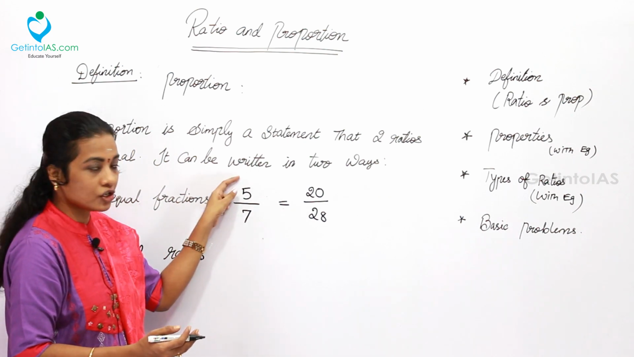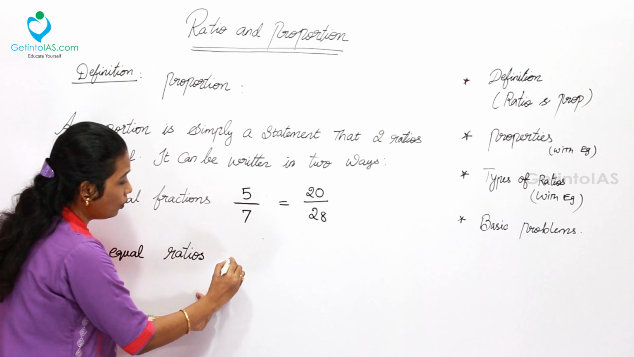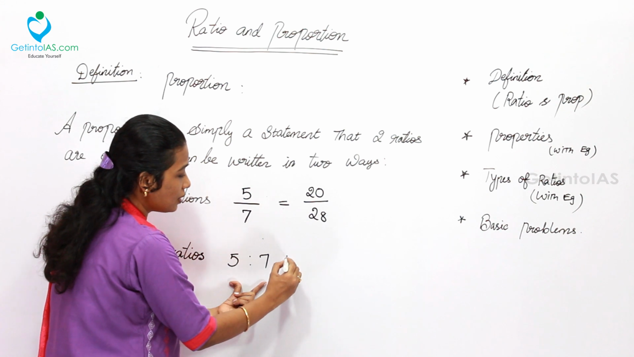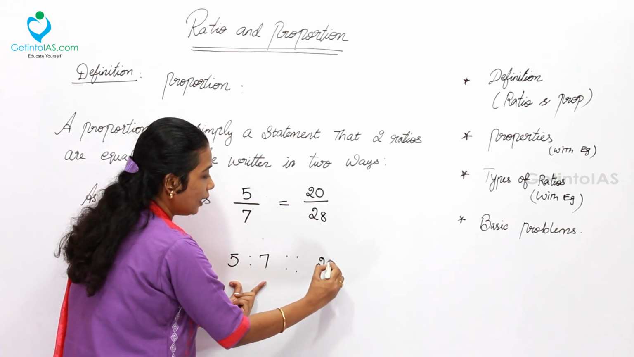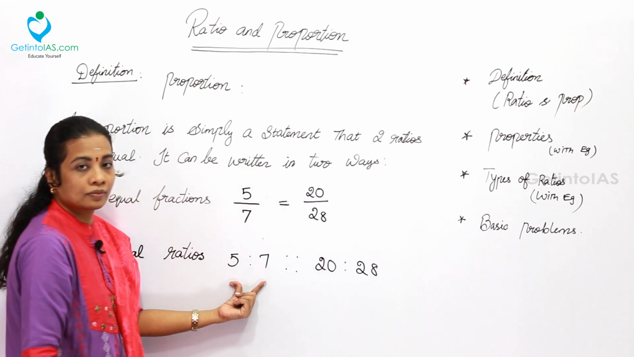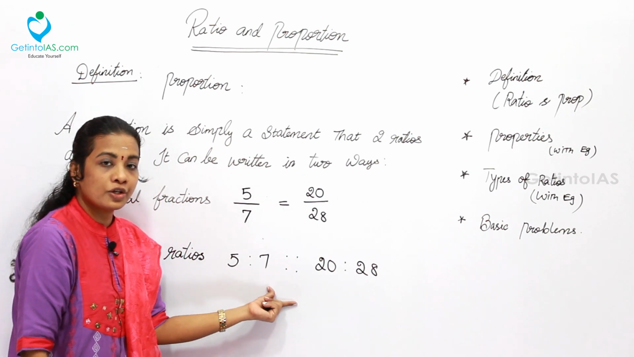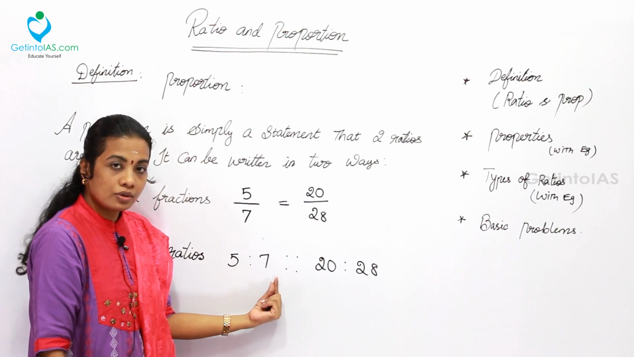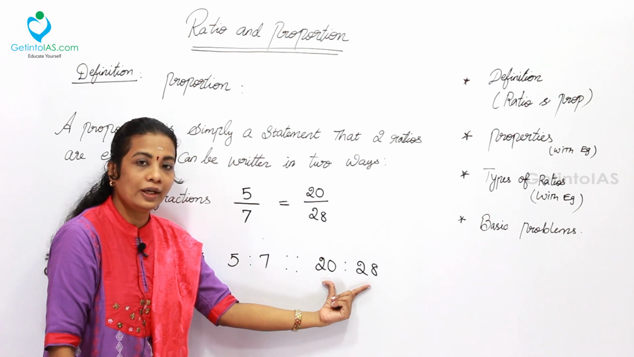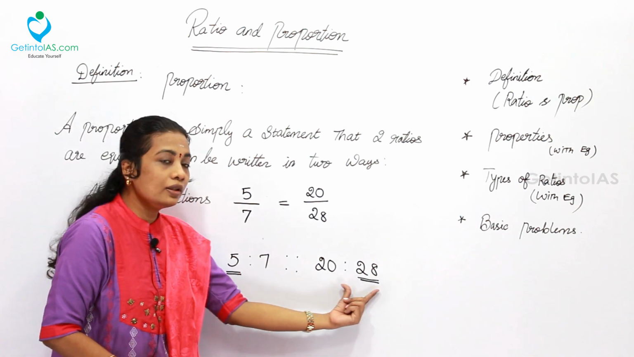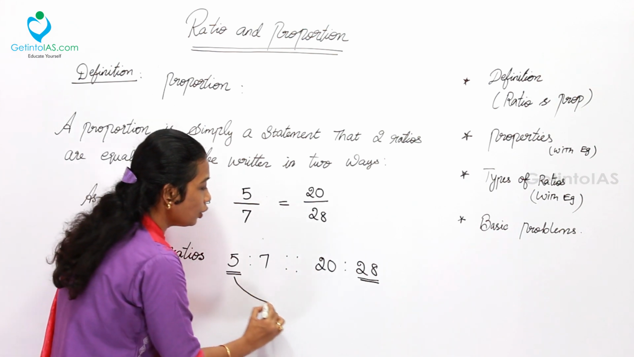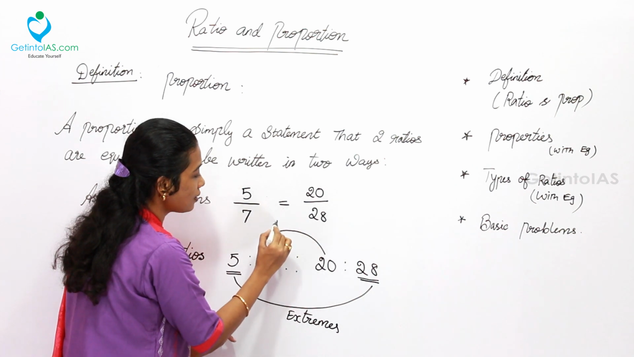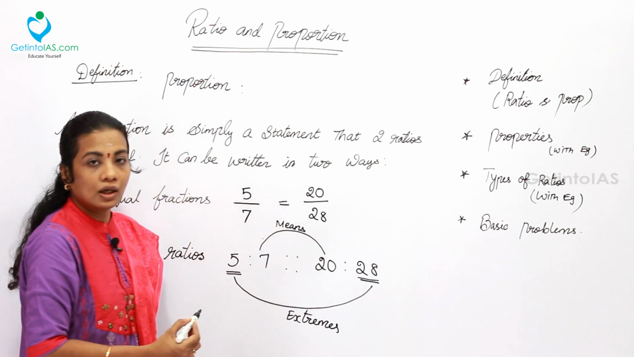Similarly, any fraction can be written in the form of ratios. How? 5/7 can also be written as 5:7. So this is equal to 20:28. Now, this form of equal ratios is said to be a proportion. You read it as 5:7 is equal to 20:28. The first term and the last term are said to be the extremes. The middle two terms together are called means.